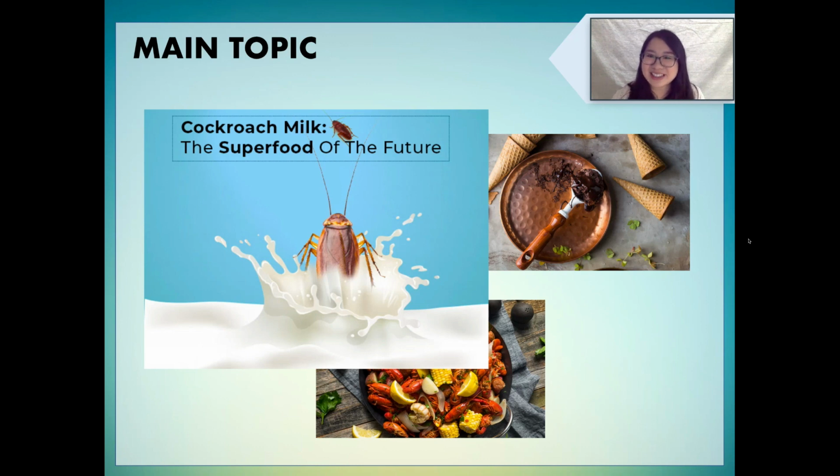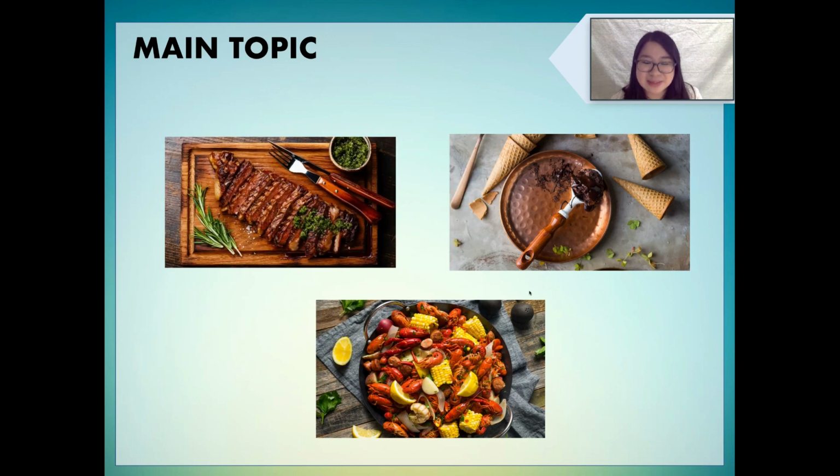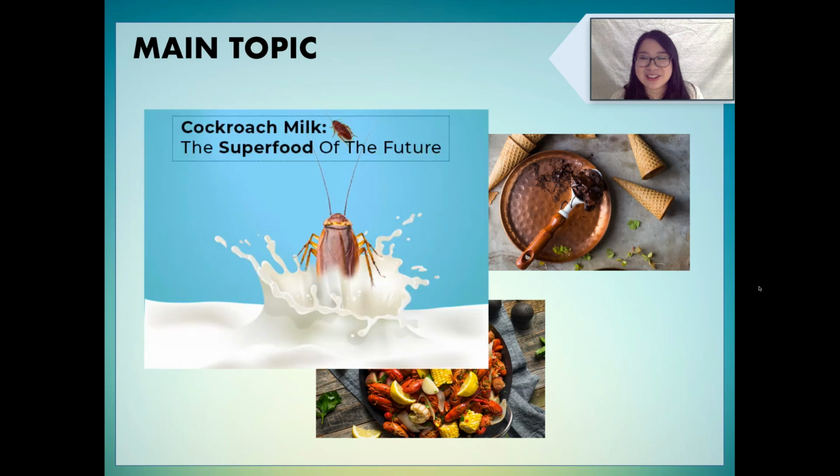Would you eat ice cream that was made with insect milk? Ew, that's so gross. When I see a bug with all of its little legs and its antennas, or antennae, ugh, it creeps me out. But at the same time, I'm okay with eating shrimp and lobster. So maybe that's a little bit strange. So let's learn a little more about cockroach milk and how we can use it.